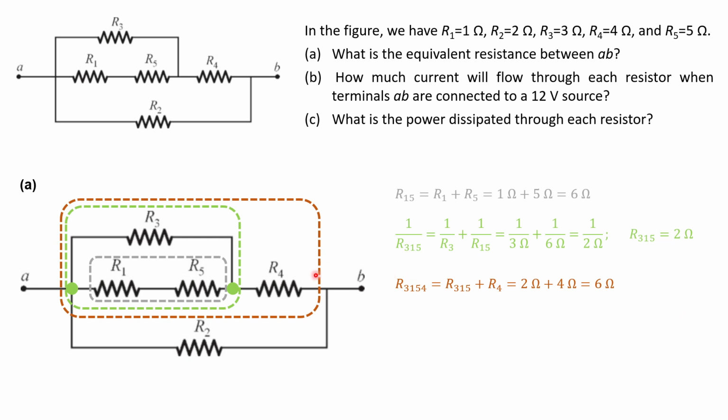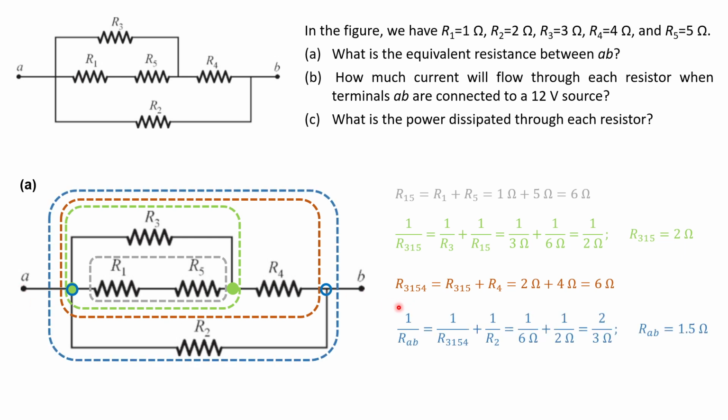Now, if you look at this orange network, we notice that it is in parallel with R2 here, right? Between these two points, which we denote by open blue circles. Then the total resistance between points A and B is going to be equal to 1.5 ohms, again using the formula for resistors connected in parallel. I hope this is clear, right?